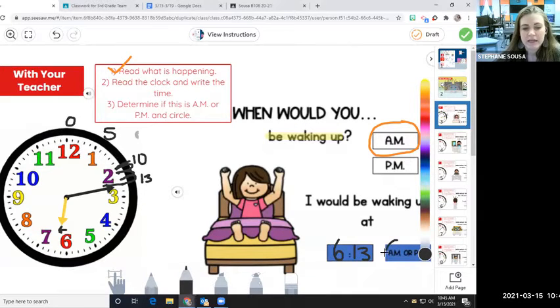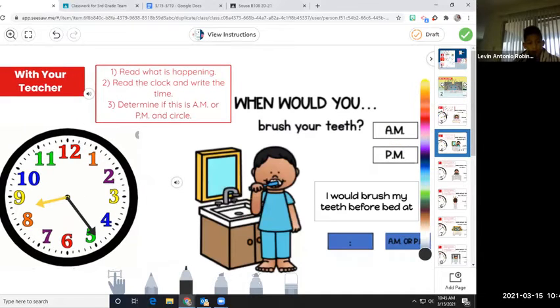Okay, and again, it is AM, so let's circle that AM. We've read the clock and wrote the time, determine if this is AM or PM, and circle. Done. Got it. Questions about what we have done here, about why it's AM? Feeling okay? Like when I finish and you're checking over everybody's work, can I move to the next slide and wait for you? Sure. Okay.